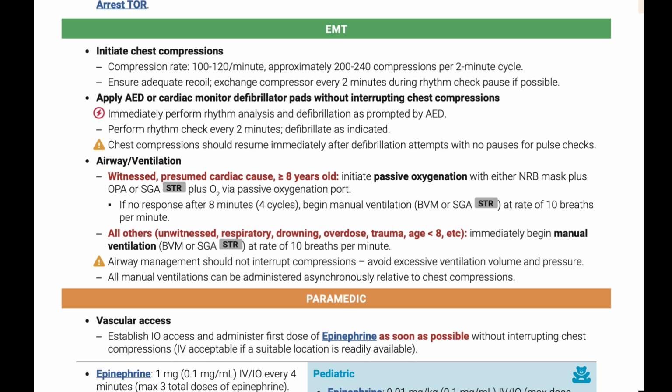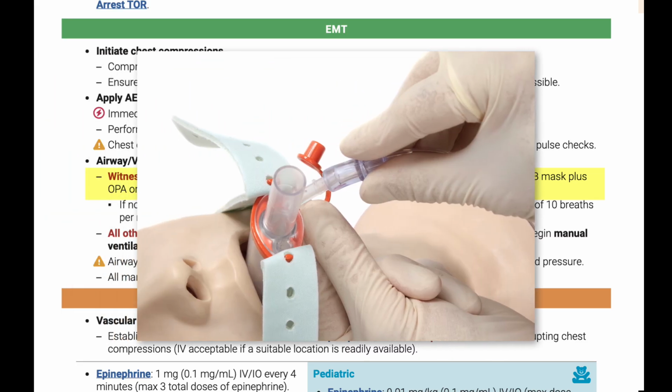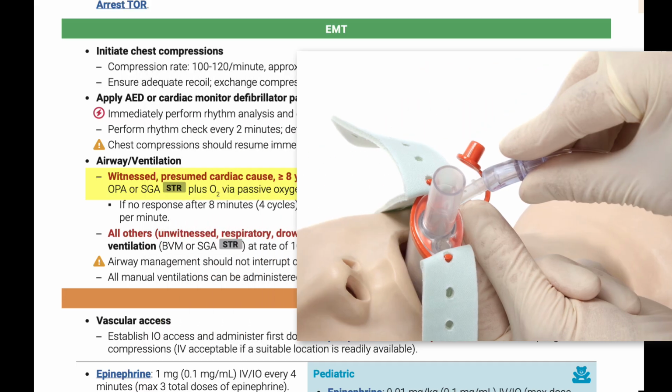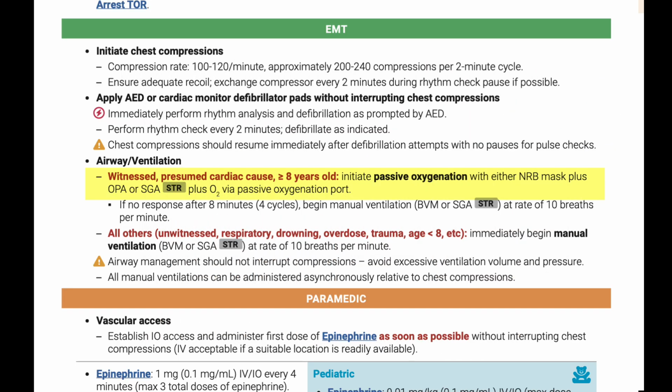The patients in the first category will receive passive oxygenation, and this can be done either with application of a non-rebreather mask set at the highest flow rate along with placement of an OPA, or better yet, drop a supraglottic airway. As you know, the adult-sized i-gels numbered 3, 4, and 5 all have a passive oxygen port built in that you can easily plug into. As I mentioned before, these patients are not to be intubated with an endotracheal tube during these first 4 rounds of compressions and rhythm checks.